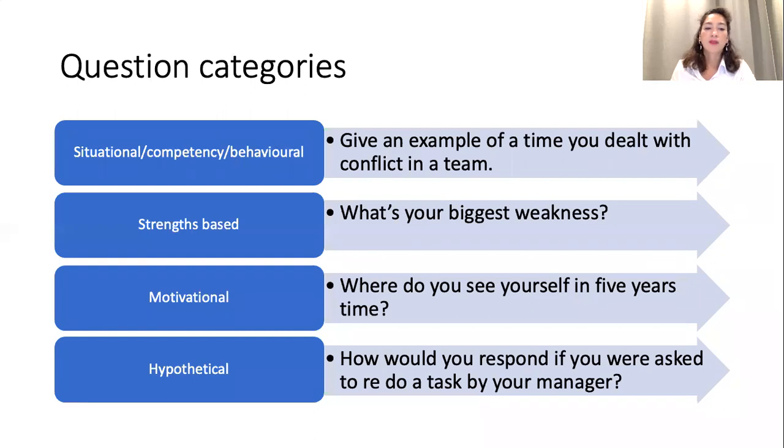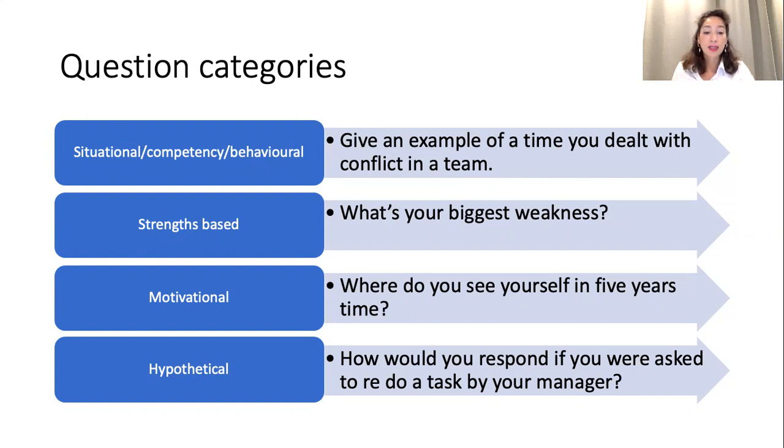The first one is situational, competency or behavioral types of questions. These questions ask you to give specific examples of times in your previous career where you have demonstrated a competency or a skill. For example, give an example of a time you dealt with conflict in a team. This is a competency-based question. Any question that starts with give an example of a time or tell us a time when is always situational, competency or behavioral focused. So you'll be able to identify this with the question, and then you will understand what is expected for the answer.